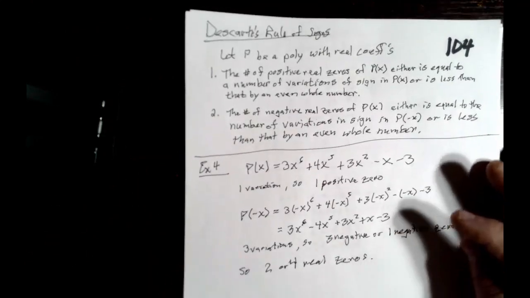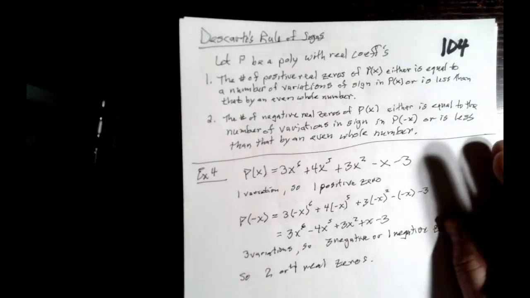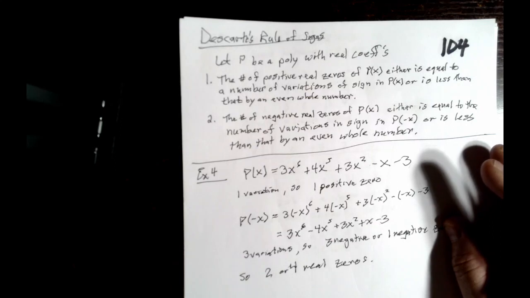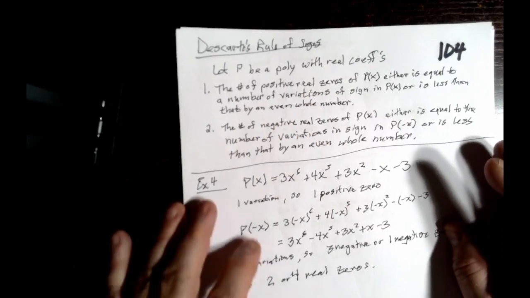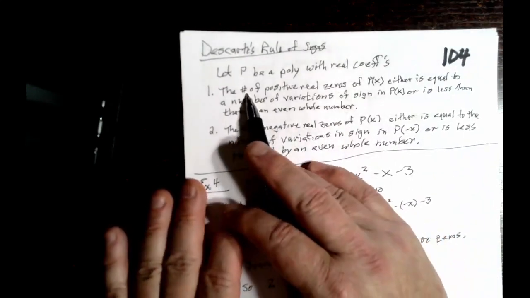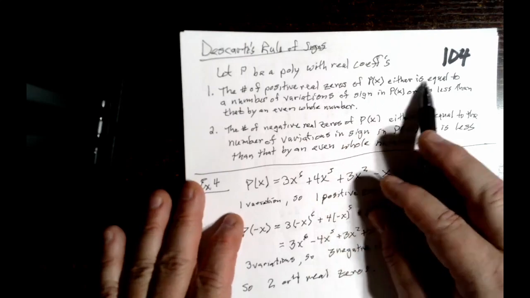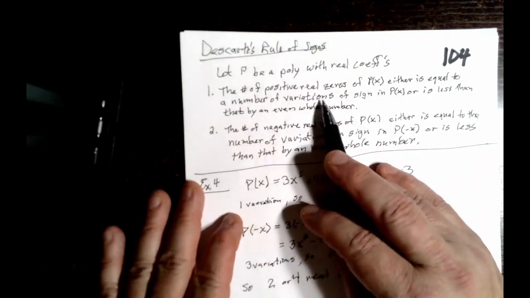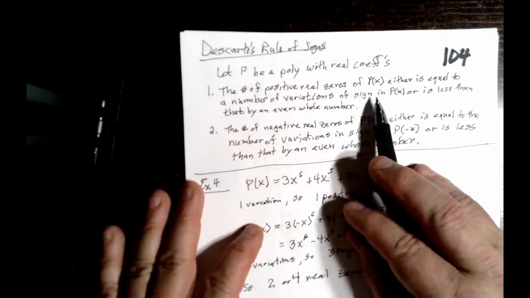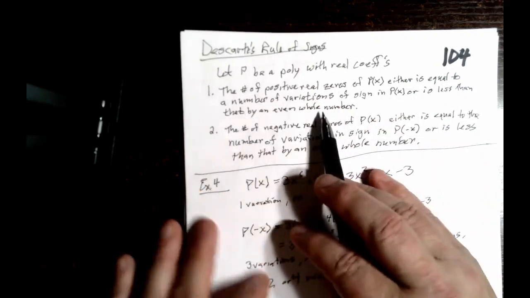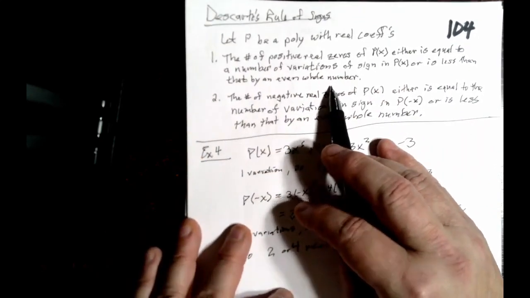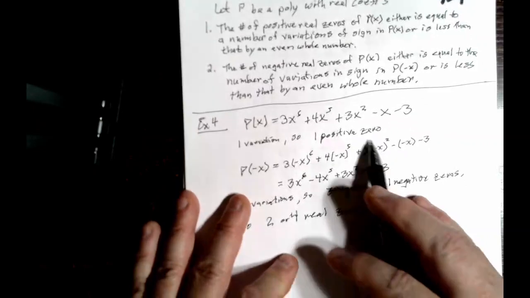Now there's another thing called Descartes' rule of signs. It can help you sometimes to choose which zeros to try, the positive ones or the negative ones. Alright, so the number of positive real zeros is either equal to the number of sign changes, variations of sign, or less than that by an even whole number, or less than that by 2 and by 2 and by 2.